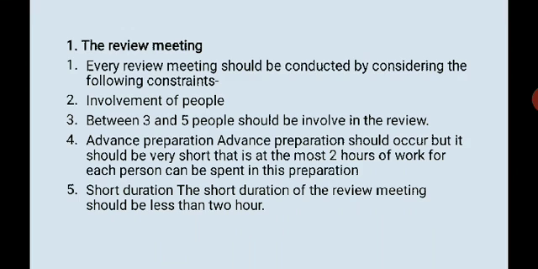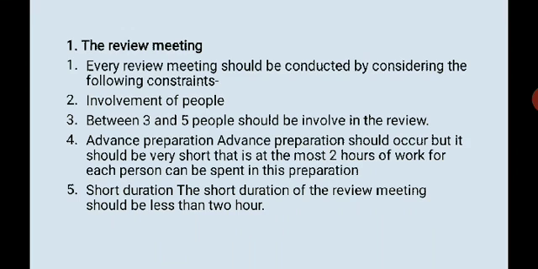Each review meeting should be conducted by considering the following constraints. What are the constraints? The involvement of people, and how many: 3 to 5 people should be involved in the review. So every time there should be 3 to 5 people involved, and in every review meeting these people will be reviewing. Then there is advanced preparation. Advanced preparation should occur, but it should be very short.